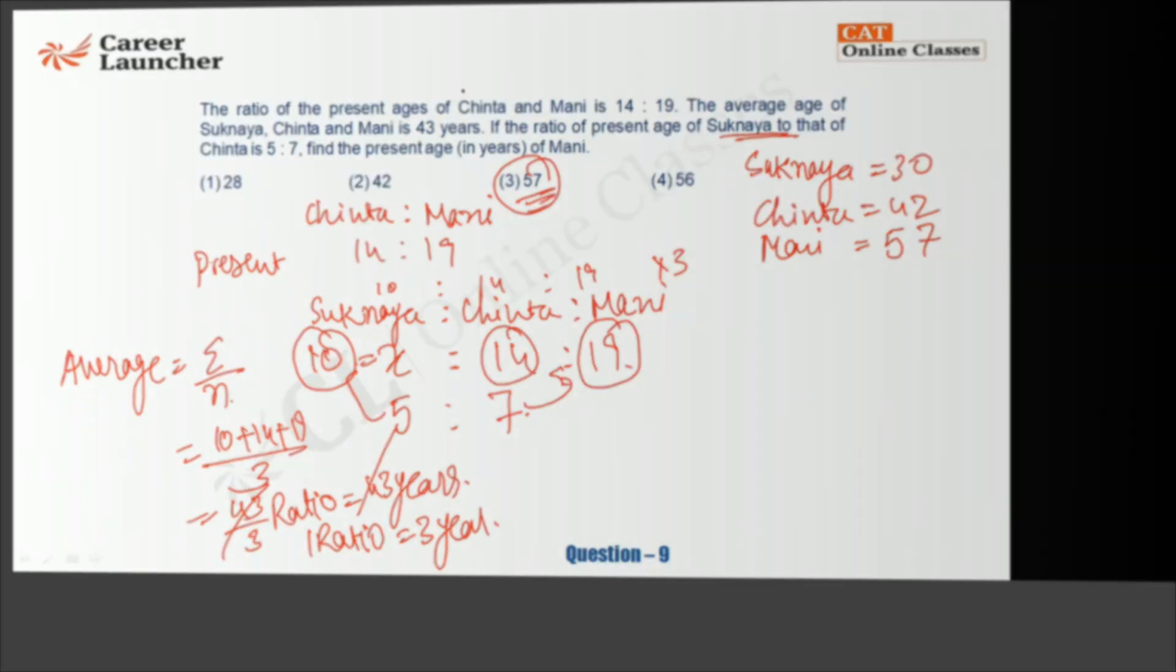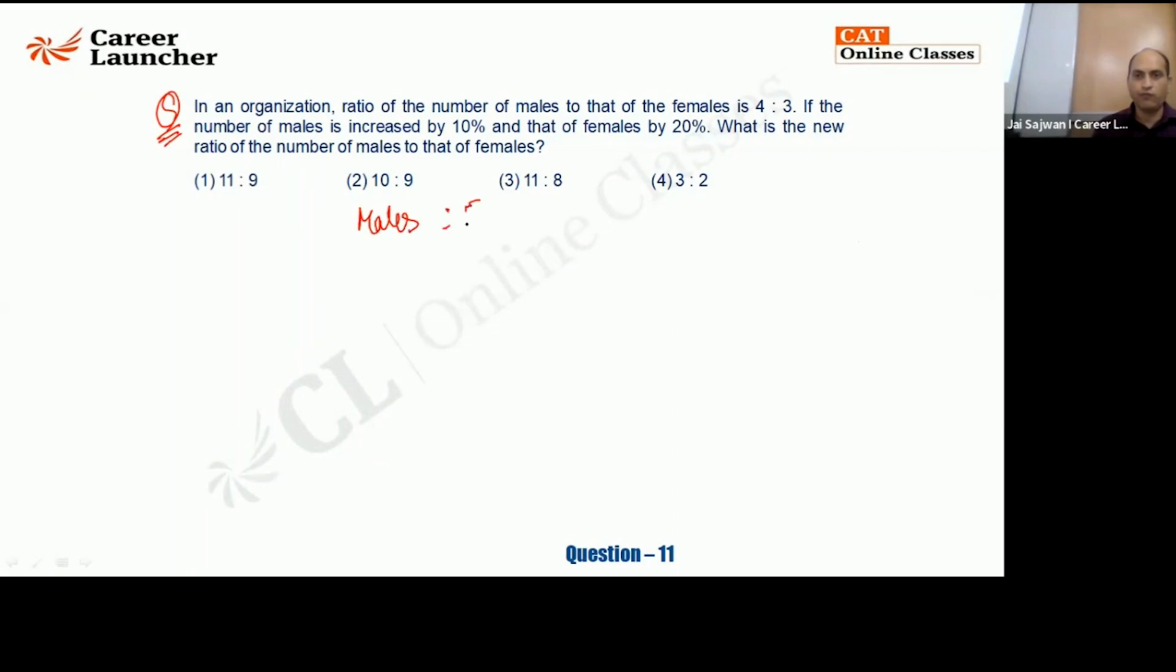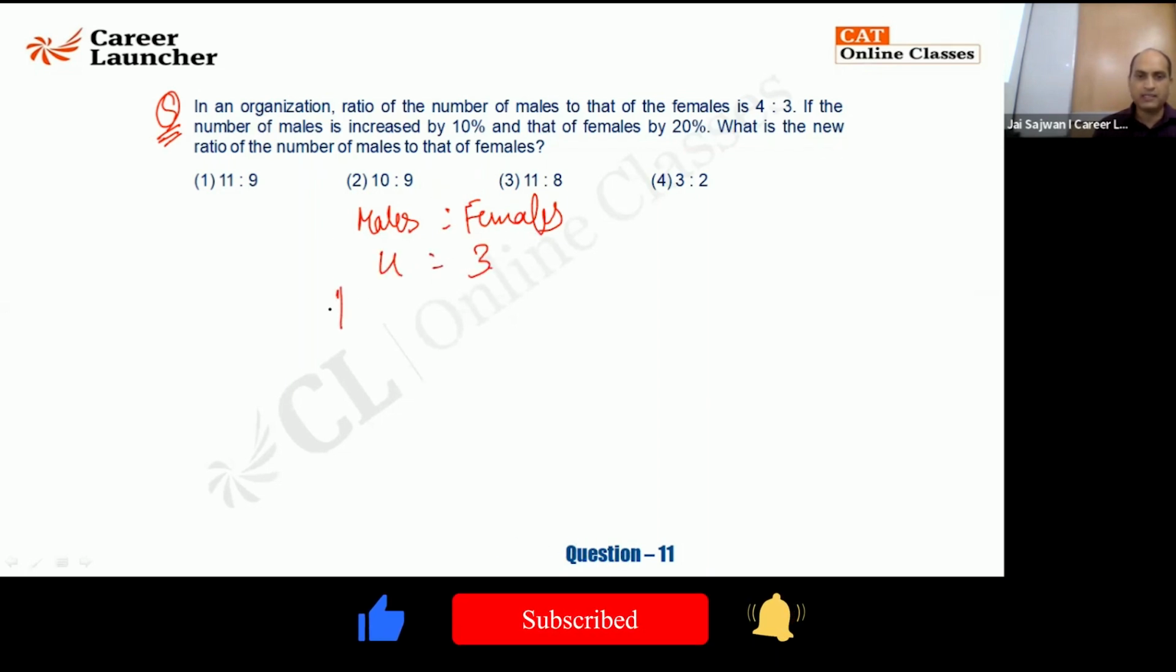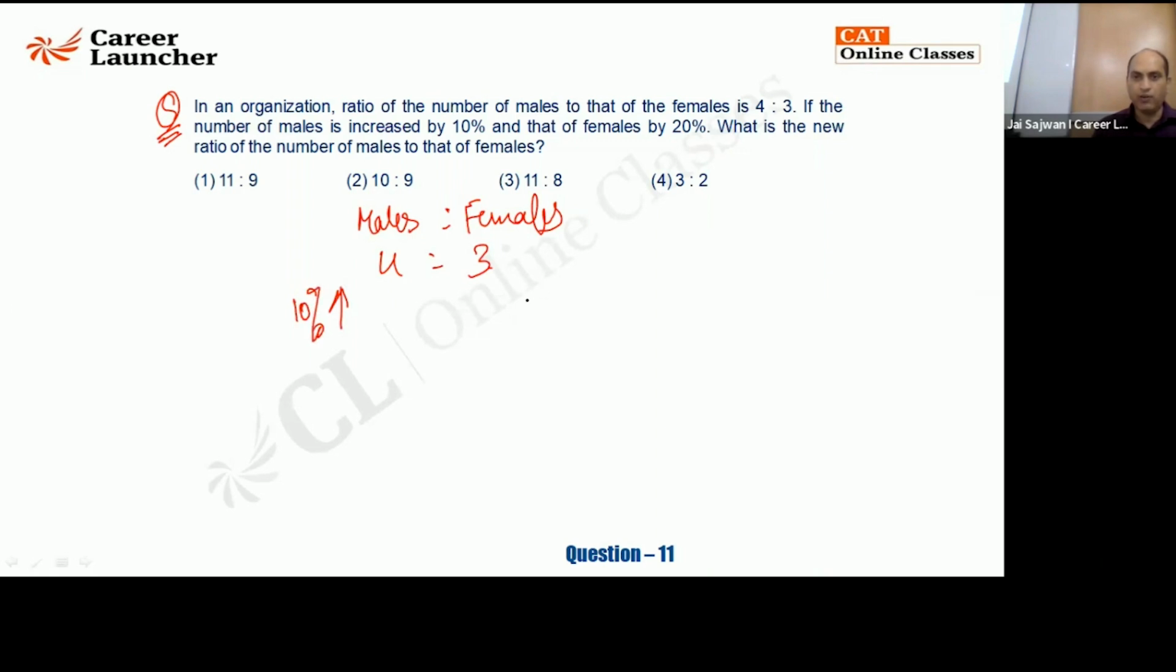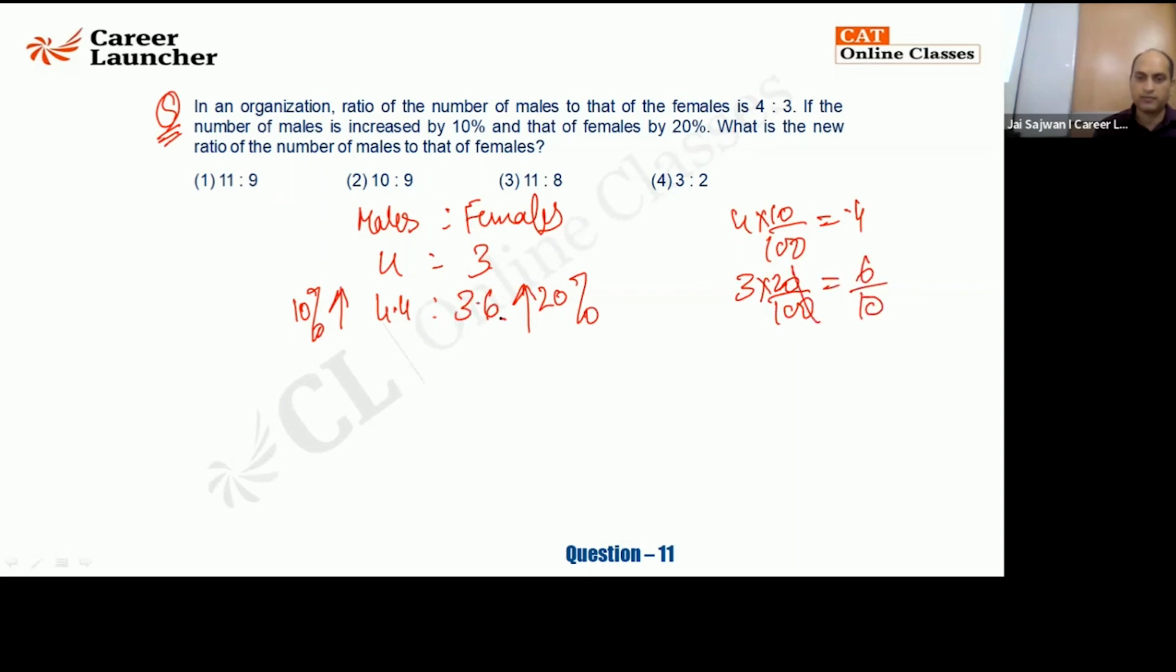The ratio of males to females is coming out to be 4:3. If the males increase by 10% and females by 20%, what is the new ratio of males to females? 10% means 10 upon 100 of 4, which gives you 0.4. If it increases by 0.4, this becomes 4.4. 20% of 3 will be 0.6, so it becomes 3.6. So the ratio of males to females is 44 to 36.